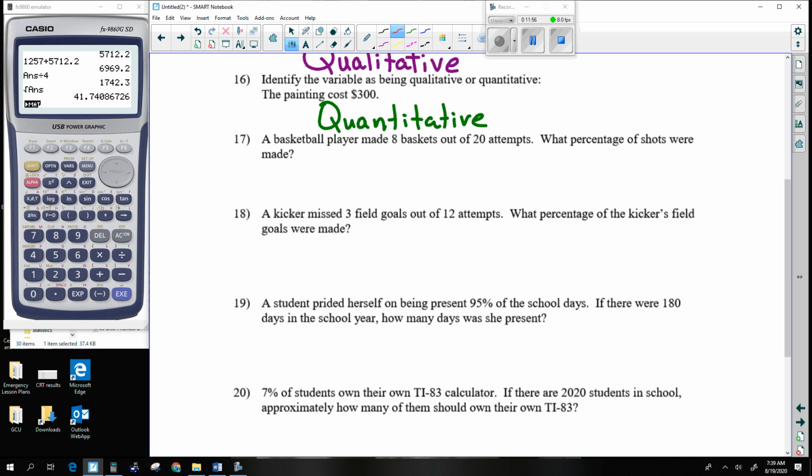Next, we have a basketball player made 8 baskets out of 20. What percentage were made? So that was 8 made out of 20. So that's 8 out of 20. Move the decimal 2 places, and that would create 40%.